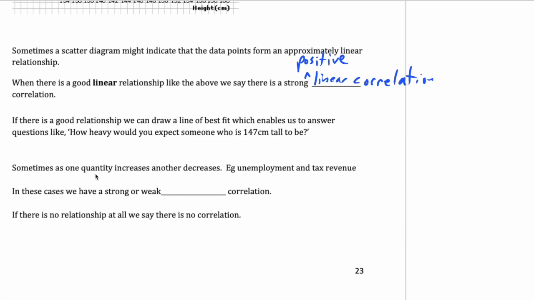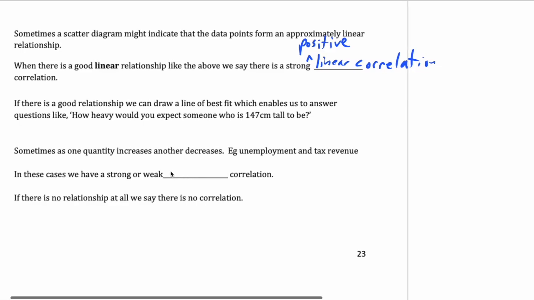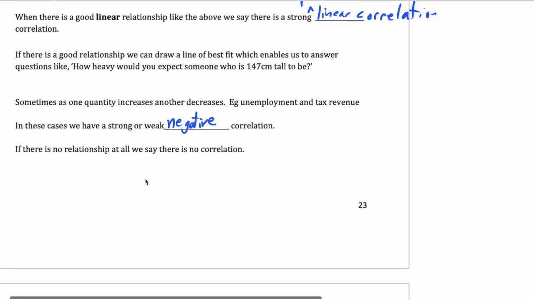Okay, when one quantity increases and the other decreases, we have a negative correlation. Okay, and if the scatter graph is all over the place, then there's no correlation.